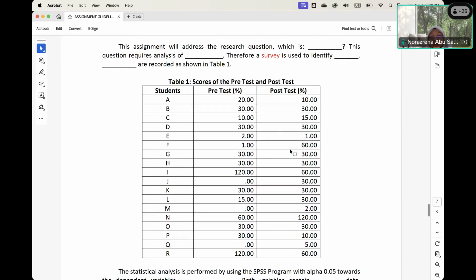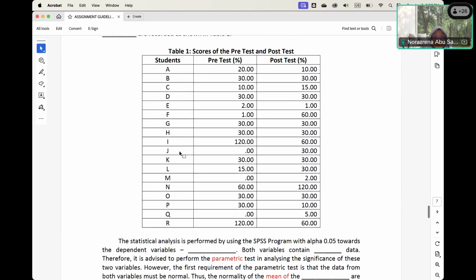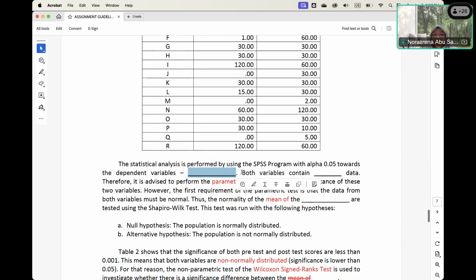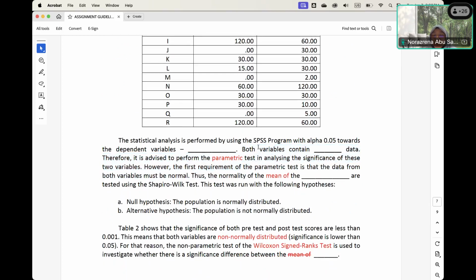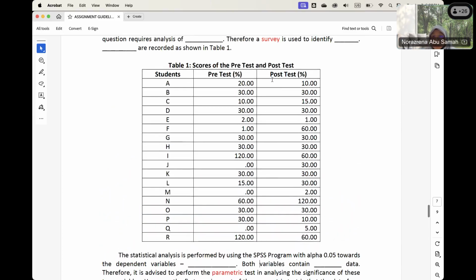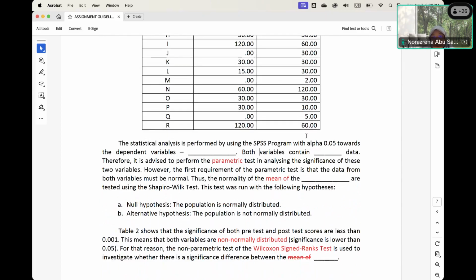This is what I mentioned before. You must show the raw data first. This is to write in the thesis. Show raw data first. Then mention, for this data, what are the dependent variables, and what data do both variables contain? For my example, both are ratio data, pre-test and post-test examination scores. So I am advised to perform a parametric test. However, the first requirement is to run the normality test.